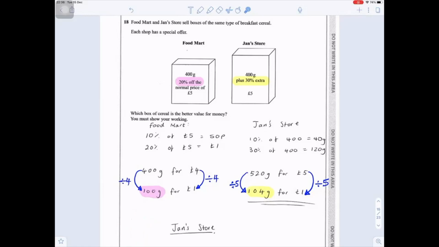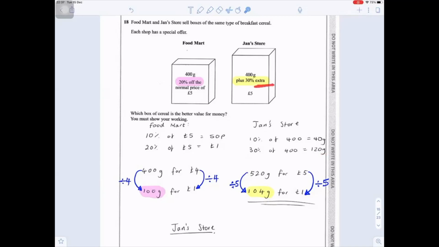Grams per pound. So let's go to Jancy's store. In Jancy's store, 10% of 400 grams is 40 grams. So for 30%, you times by 3, and you times 3 on the other side. 40 times 3 gets 120 grams. So 30% is 120 grams.